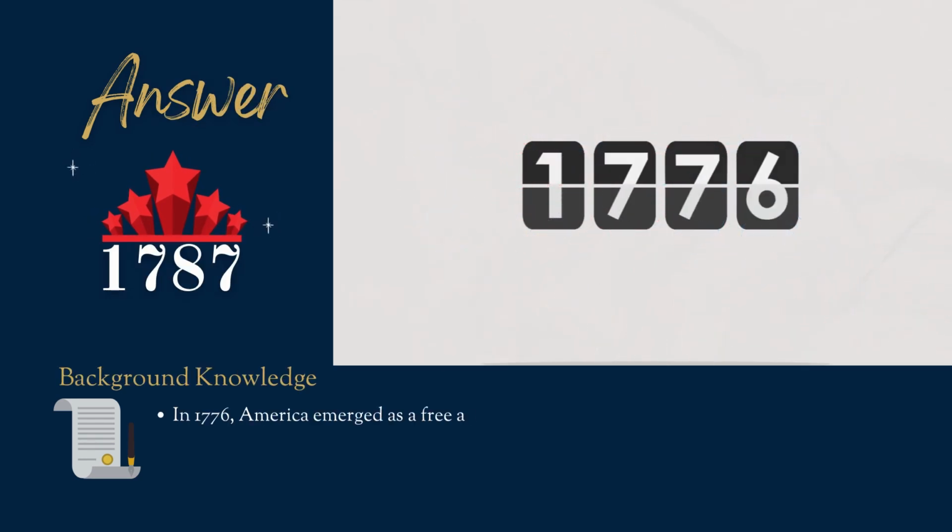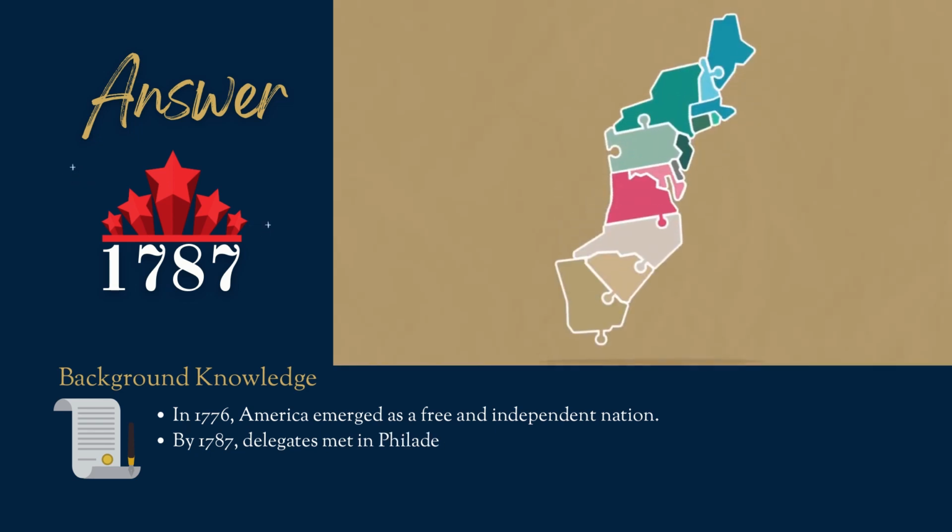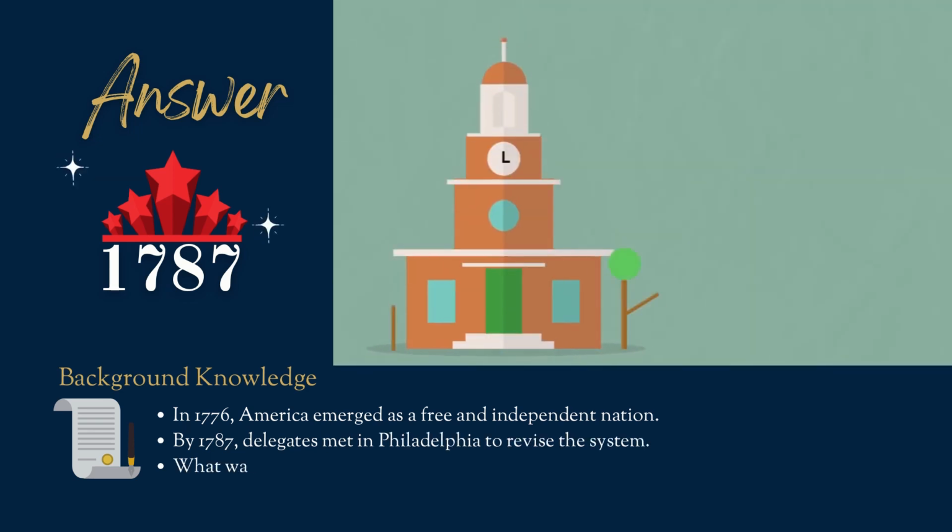In 1776, America emerged as a free and independent nation. By 1787, delegates met in Philadelphia to revise the system. What was produced was the Constitution.